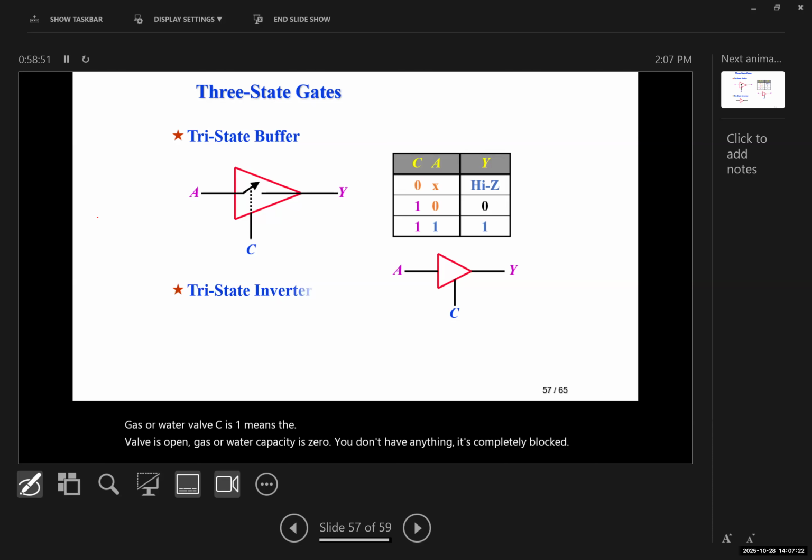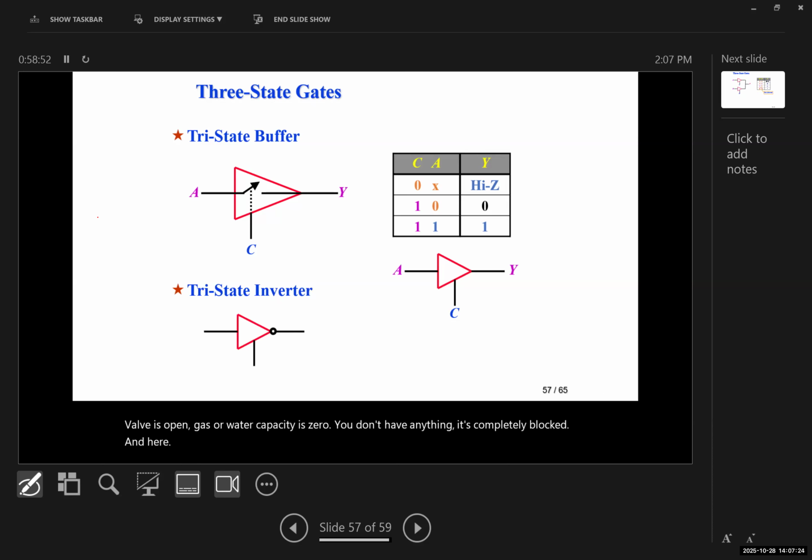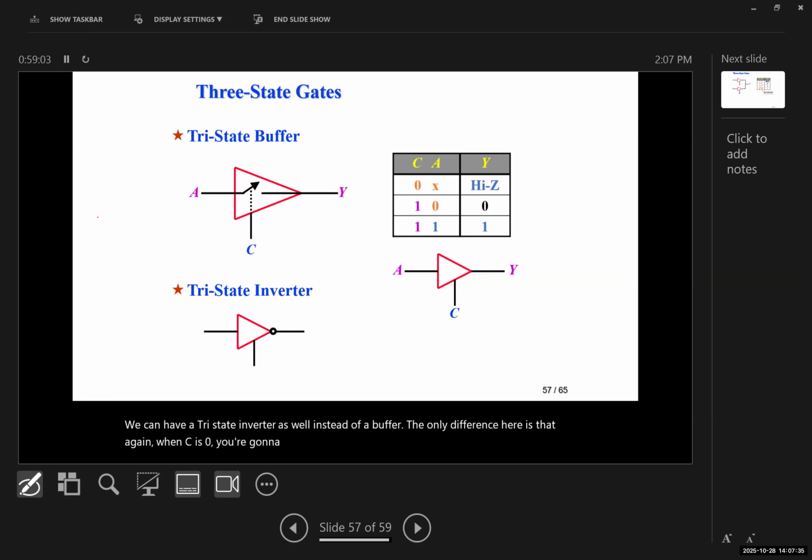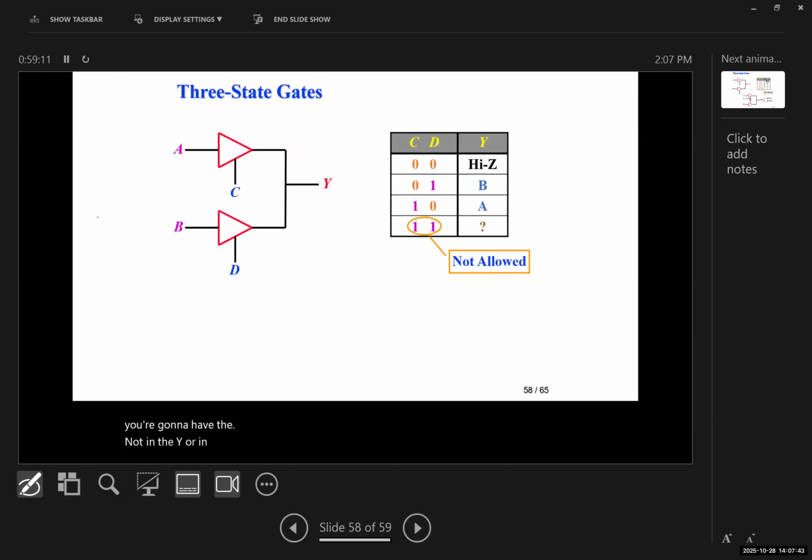And here, we can have a tri-state inverter as well instead of a buffer. The only difference here is that, again, when C is 0, you're going to have Y in high impedance. When C is 1, then whatever you see in A, you're going to have the NOT in the Y, or the inverter in the Y.